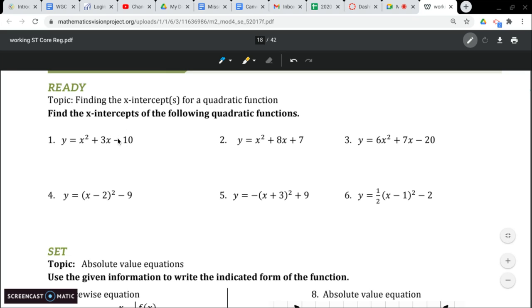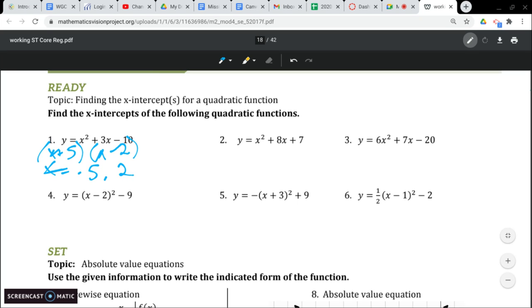So what two things multiply to give us a negative 10 and will add to give us a positive 3? Well, if we think about things that multiply to 10, we've got 1 and 10 and 2 and 5. So if we have a positive 5, so x plus 5, and a negative 2, that's going to give us our positive 3. So our x-intercepts are negative 5 and positive 2.